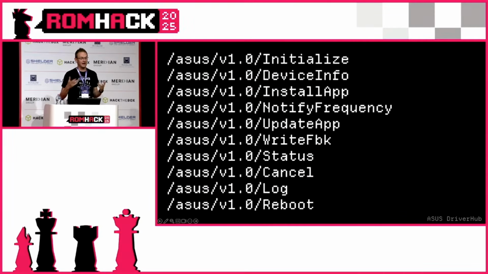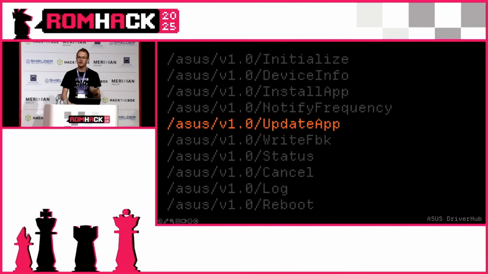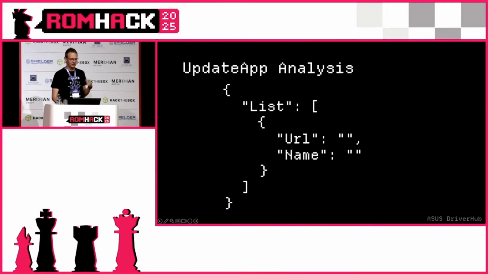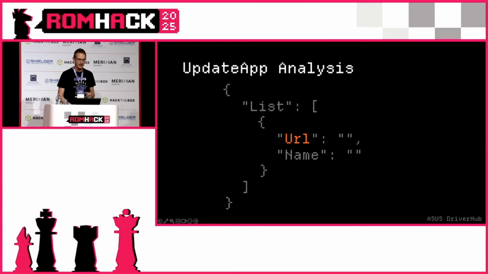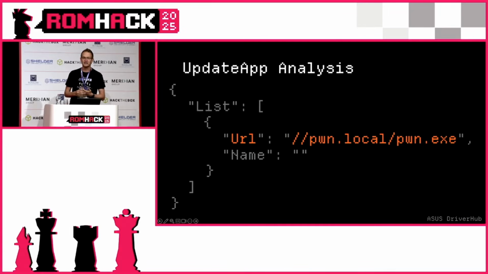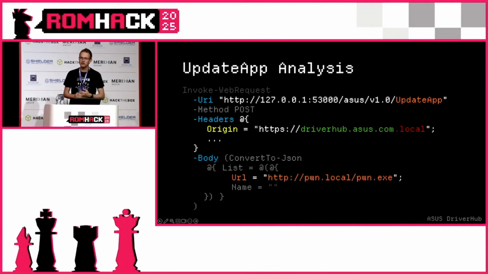The DriverHub, the adu.exe program, has many HTTP endpoints. One of the more interesting ones is the update app one, and I think you can already see where this is going. Looking at the JavaScript side, we can get a sense of what that request looks like, and if we focus in on the payload, we can see URL as one of the keys of something that you might want to populate. In my case, I go for pwn.local, add a random executable, update my PowerShell payload so that it mimics what that request might be, and it obviously fails.